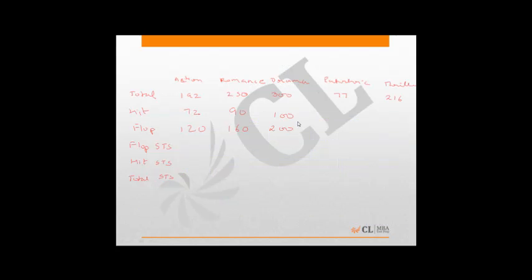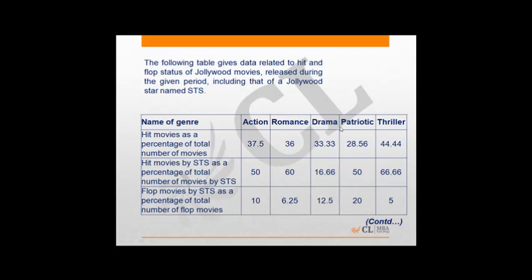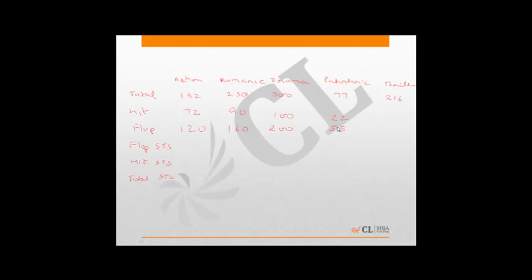Next, patriotic movies are 28.56%. One should know that 1 by 7 is 14.28% and 2 by 7 is 28.56%. So approximately 2 by 7 of 77 would be 22, that is hit movies, and the remaining 55 are flop. And 44.44%, one should also know that 1 by 9 is 11.11%, so 4 by 9 would be 44.44%. That means I have to calculate 216 into 4 by 9. 216 into 4 by 9 will give me 96, and this will give me 120.